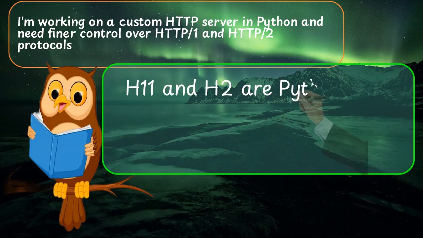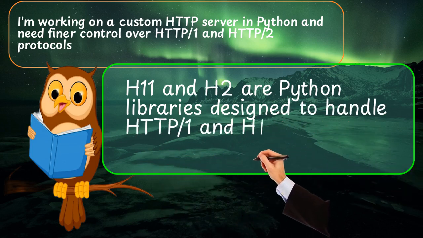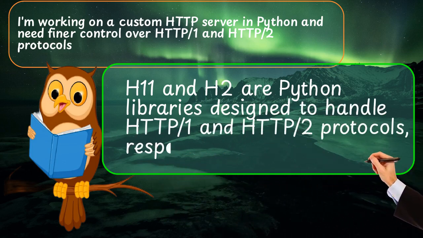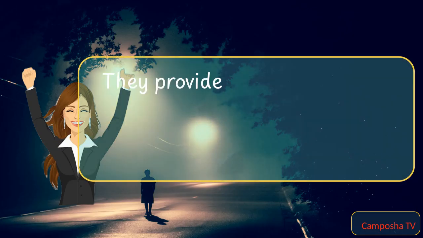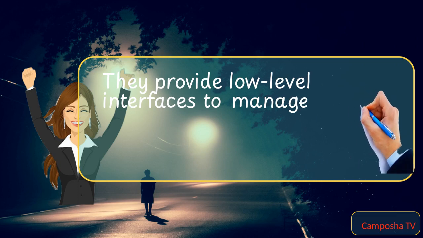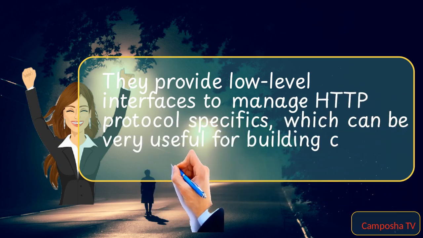H11 and H2 are Python libraries designed to handle HTTP/1 and HTTP/2 protocols, respectively. They provide low-level interfaces to manage HTTP protocol specifics, which can be very useful for building custom servers or clients.